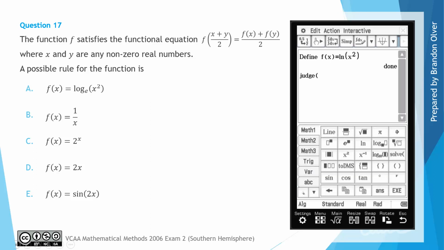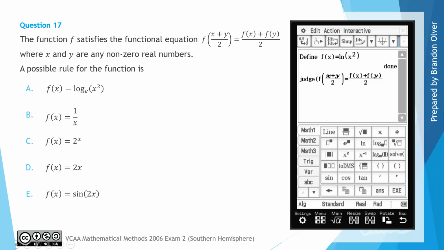So we want to put in f of, and then wherever there's an x, we replace it with x plus y over 2. So we have x plus y divided by 2 in there. And we want to judge if that's equal to the fraction of f of x, so I'm just going to drag down the f of x from there, plus f of y over 2. Just check that you've got all that in there correct.